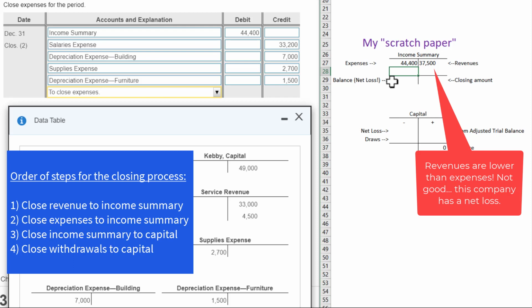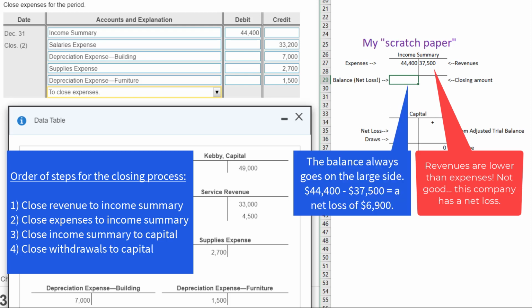So does this company have a net income or a net loss? Let's figure out what the balance is. Obviously the balance is going to be on this side. So to calculate the balance, you're going to take 44,400 minus 37,500 gives us a balance on the left side. So because revenues are smaller than expenses, this is a net loss. Oh no, our company has a loss. Not good.